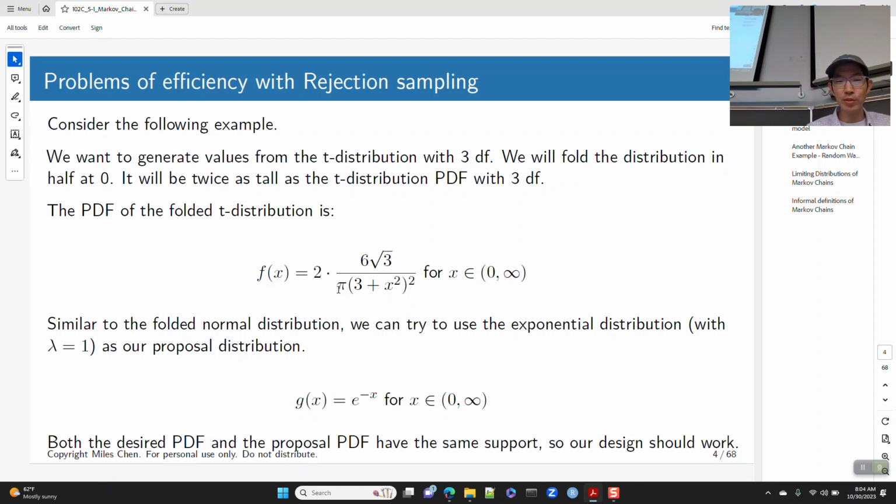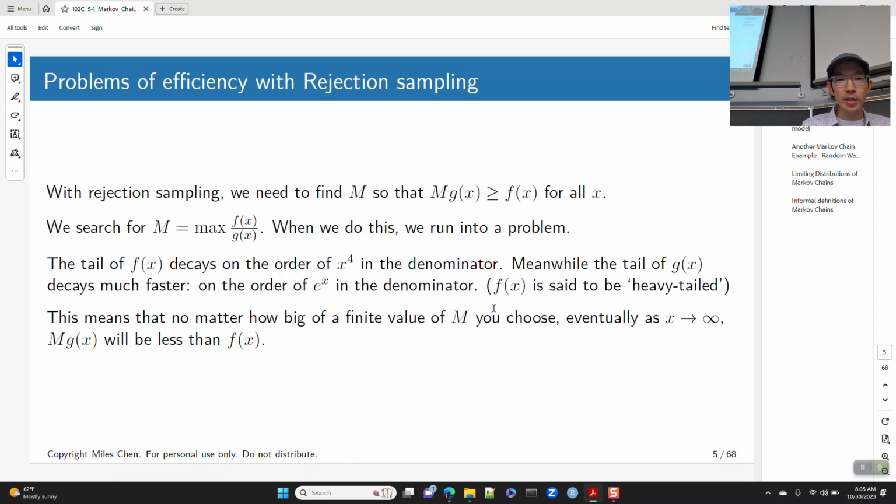What worked for the folded normal was we said, hey, let's generate from the exponential distribution, and that worked for the folded normal. So we'll say, okay, if we generate values from the exponential distribution, can we do rejection sampling to get values from the t-distribution? They both have the same support. They both generate positive values, okay? So our design should work in theory, but it doesn't.